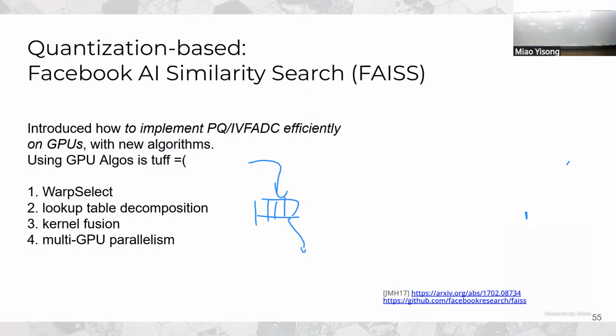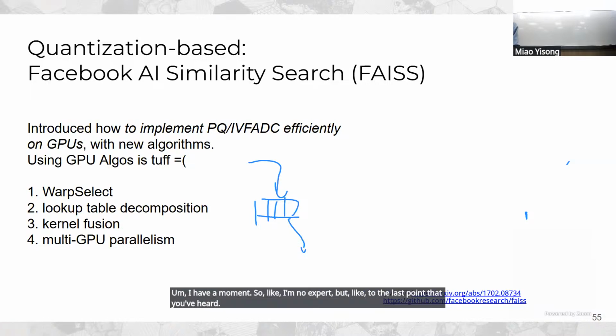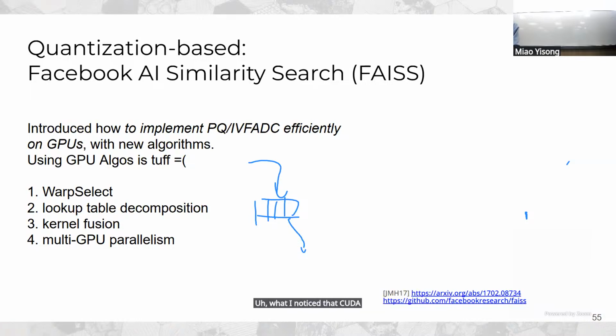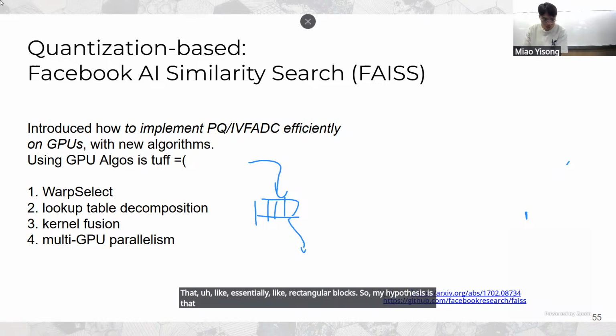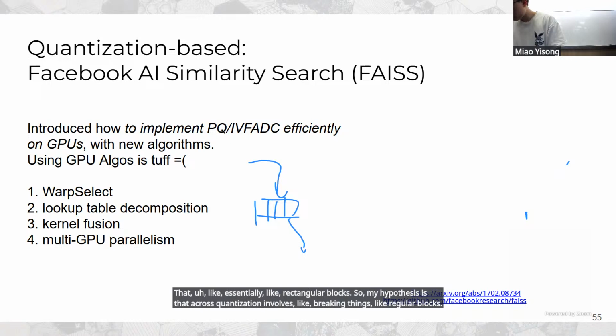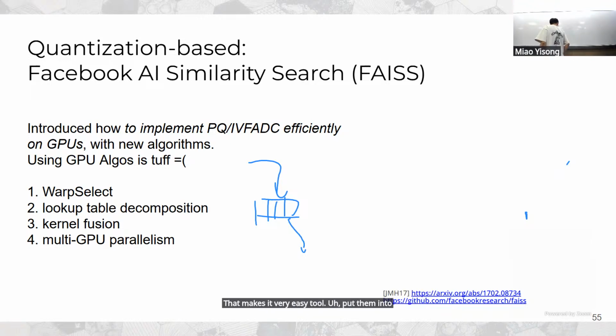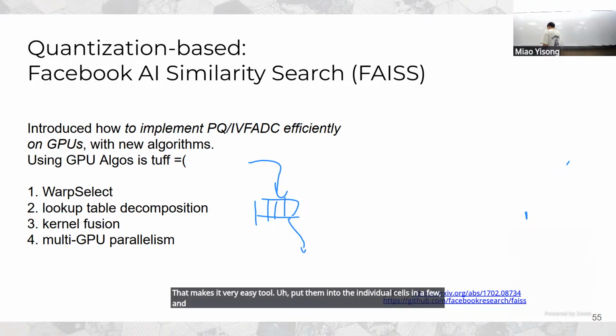I have a comment. I'm no expert at CUDA, but to the last point that you said, what I know is that CUDA naturally works, in terms of the hardware, with a lot of cells, right? Essentially rectangular blocks. So my hypothesis is that because quantization involves breaking things into regular blocks, that makes it very easy to put them into the individual cells in a GPU and then run the computation. Yeah, I don't know. Maybe that makes sense.